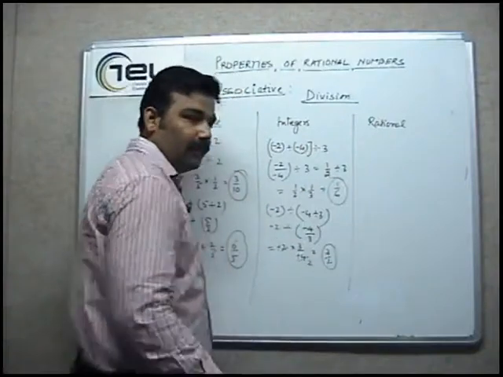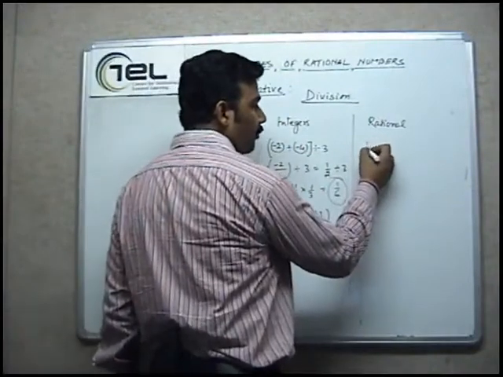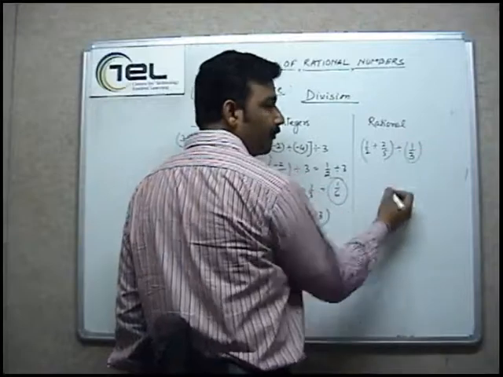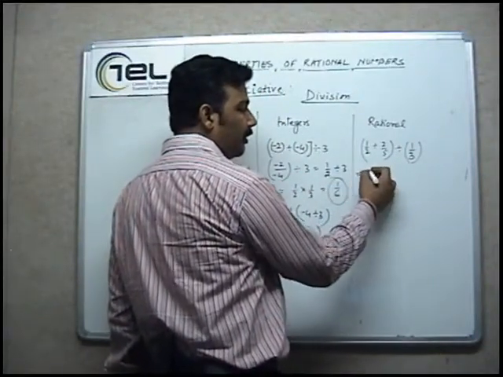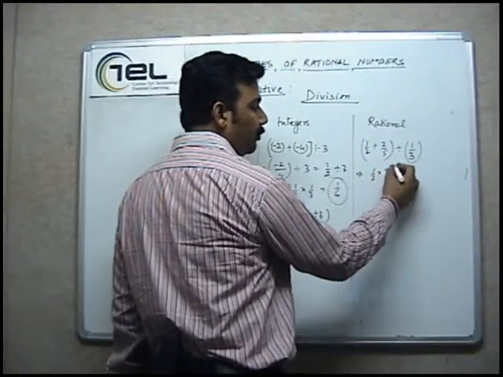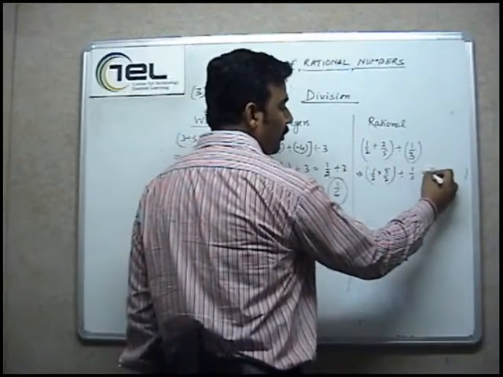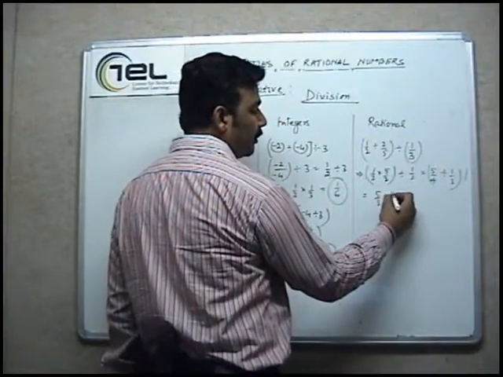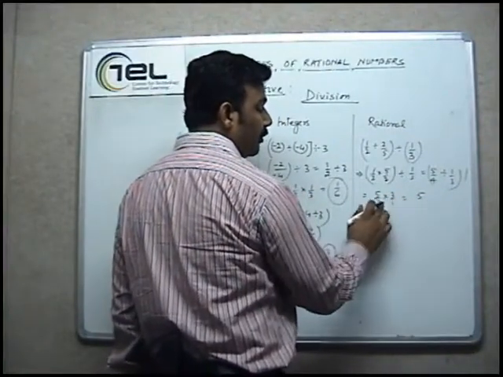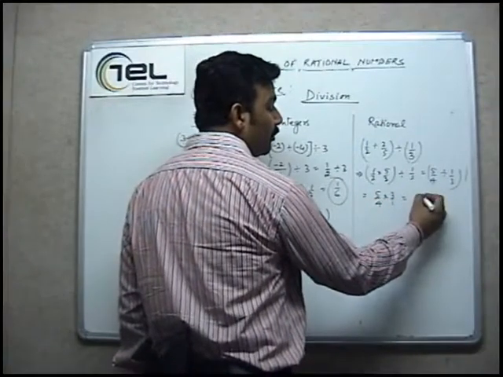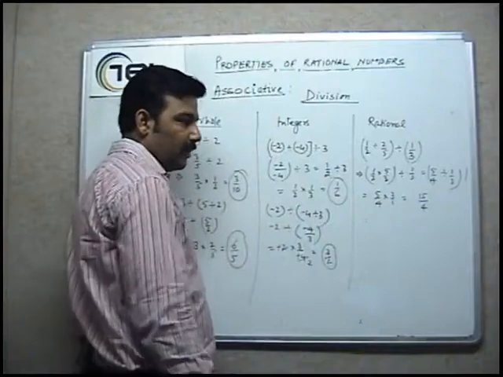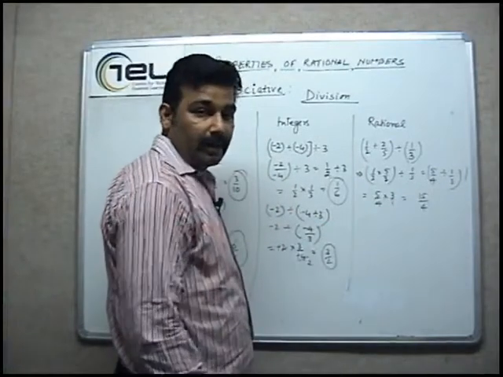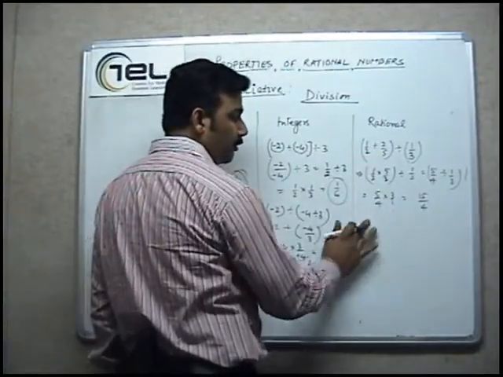Same for rational numbers. We can check for rational numbers also with an example. 1 over 2 divided by 2 over 5 divided by 1 over 3. A very simple example I am taking. 1 over 2 into 5 by 2 divided by 1 by 3. It is 5 by 4 divided by 1 by 3. The reciprocal of 1 by 3 is 3 by 1. It is 15 by 4. By mistake I have written 4 and 3, so it is wrong. So I make a correction of the error. Let me take another part of this.